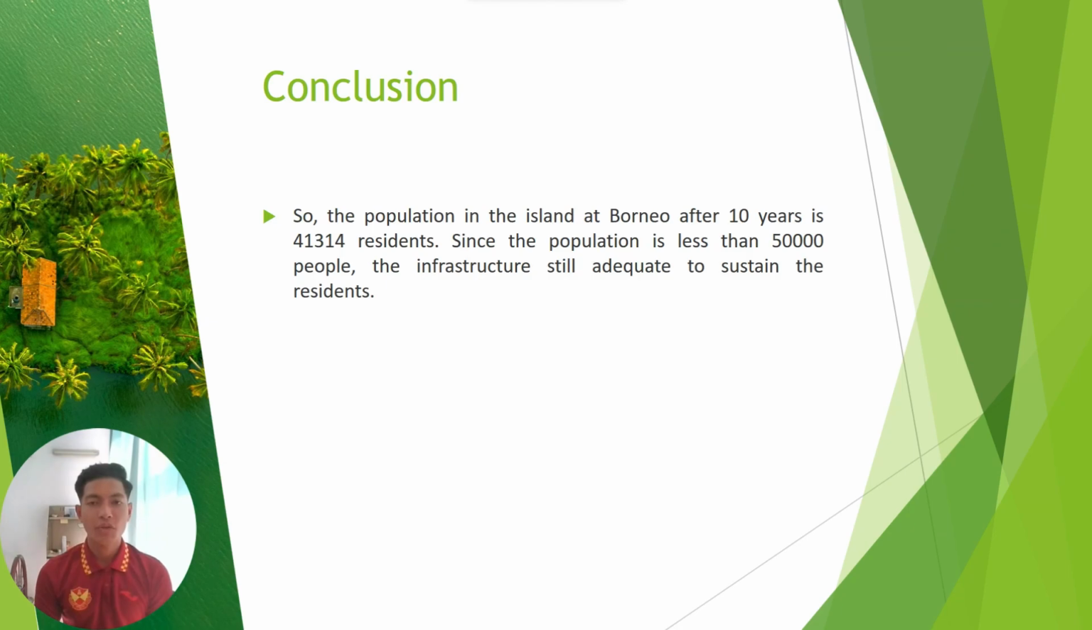In our study, we use the formula P(t) = P0 times e to the power of rt to project the population growth of an island in Borneo. Starting with an initial population of 30,000 and a 3.2% annual growth rate, we found that after 10 years, the population would be 41,314. This helped us understand the city's growth and confirm that the infrastructure designed for 50,000 residents is still sufficient.